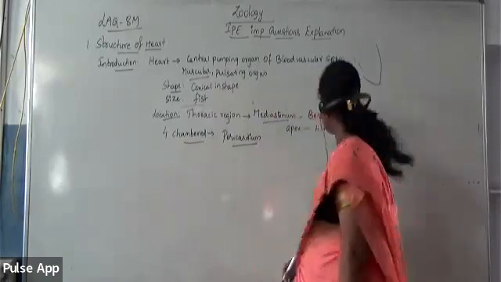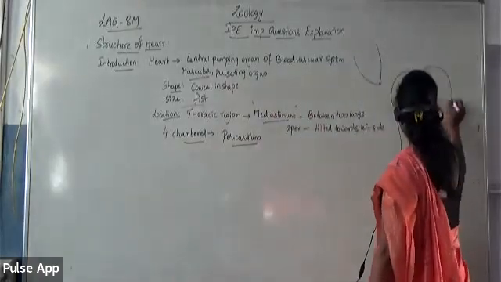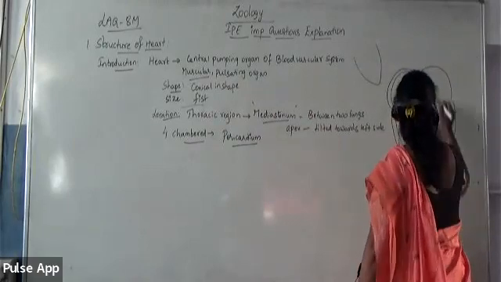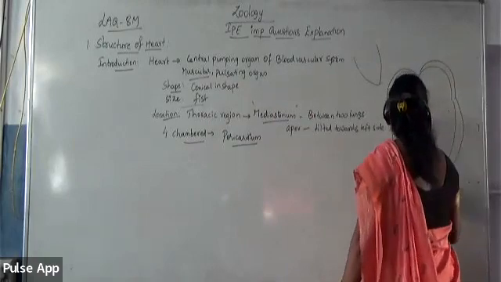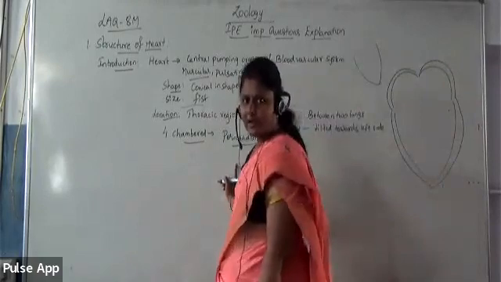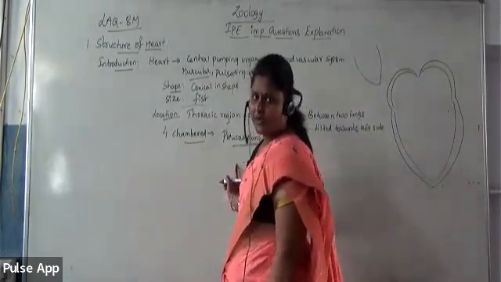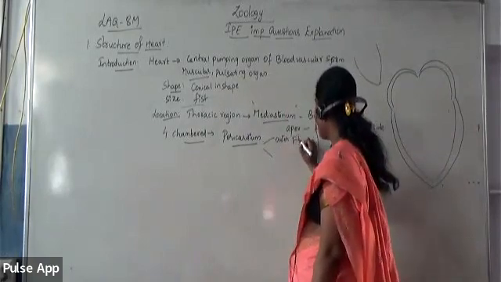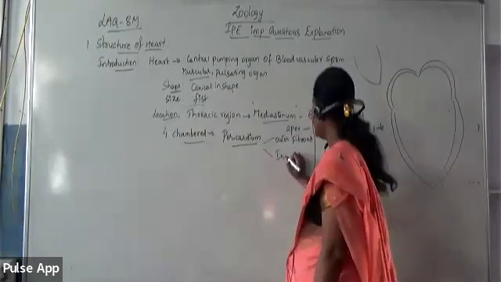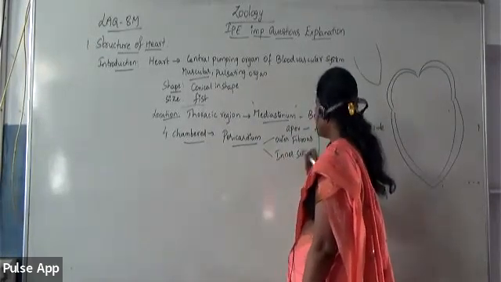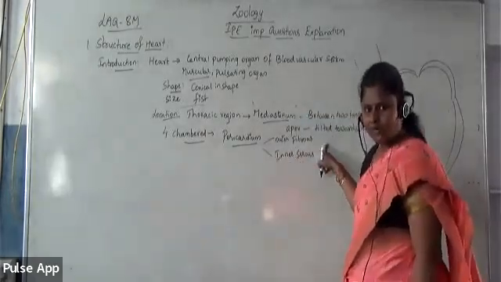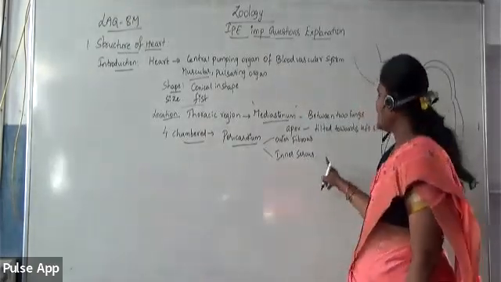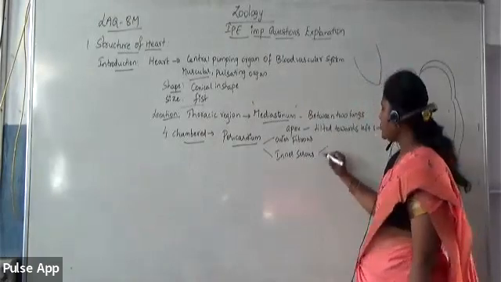So the pericardium is a double-layered membrane. The four-chambered heart is surrounded by a double-layered membrane like this. This double-layered membrane is called the pericardium. This pericardium is again divided into outer fibrous pericardium and inner serous pericardium. And this inner serous pericardium is divided into two layers.